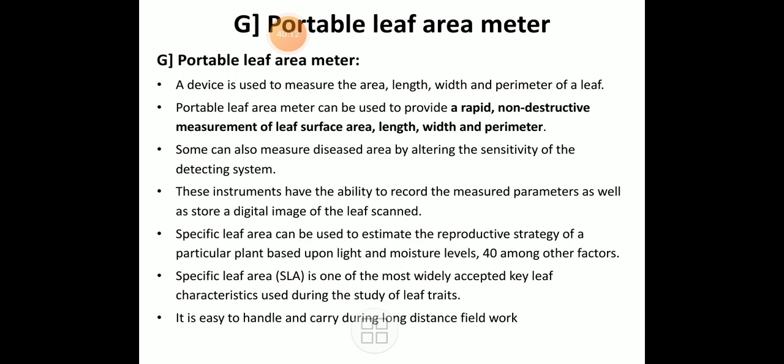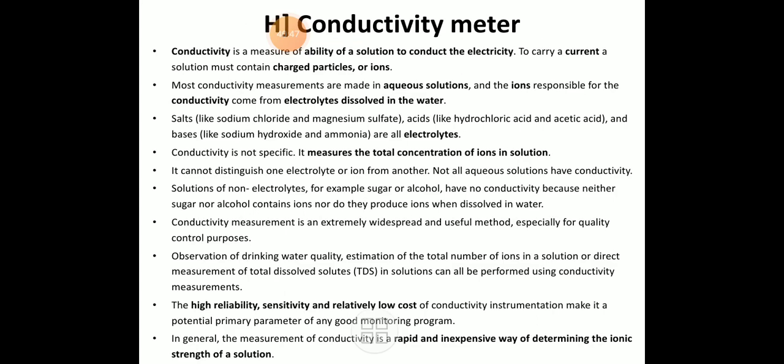This instrument has the ability to record the measured parameters as well as store a digital image of the leaf scanned. Specific leaf area can be used to estimate the reproductive strategy of a particular plant based on the light and moisture level, among other factors. Specific leaf area is one of the most widely accepted key leaf characteristics used during the study of leaf traits. It is easy to handle and carry during long distance field work.